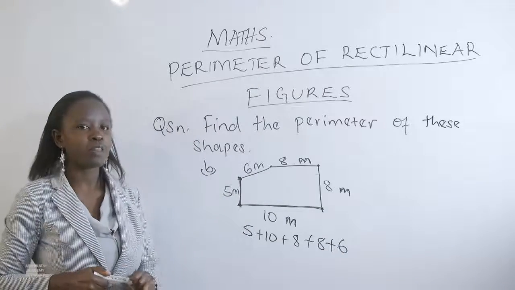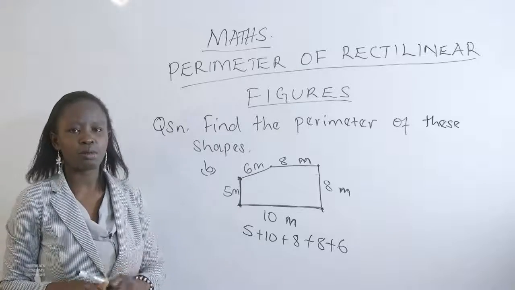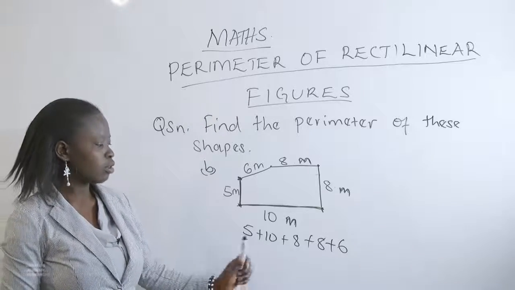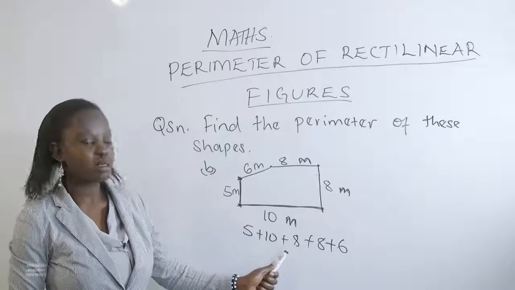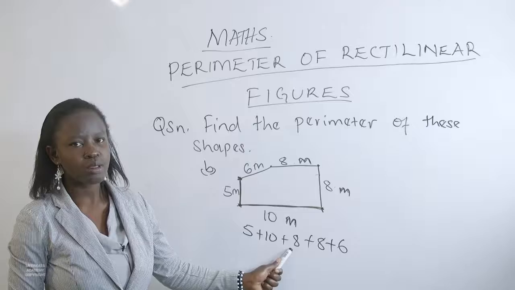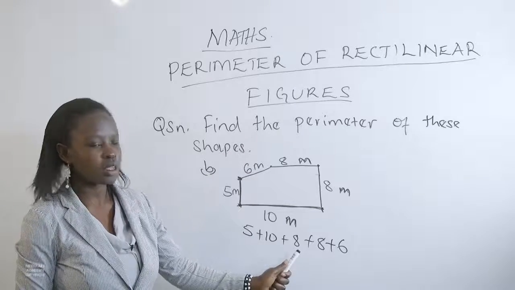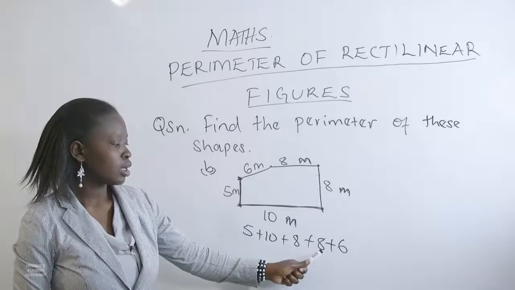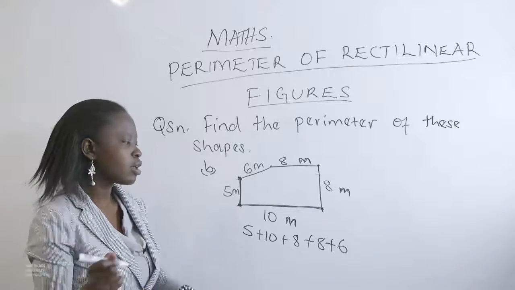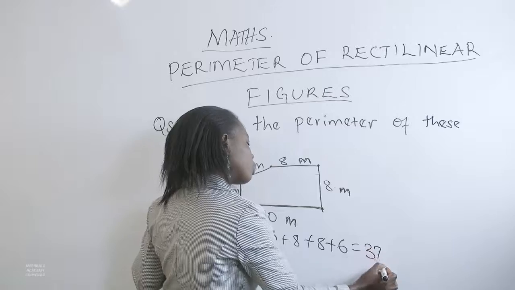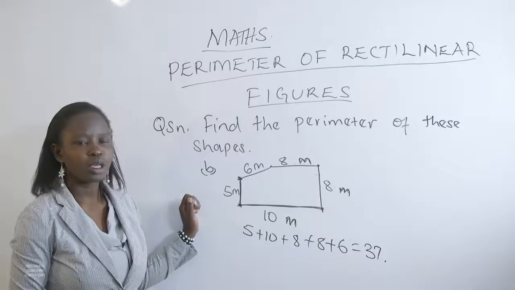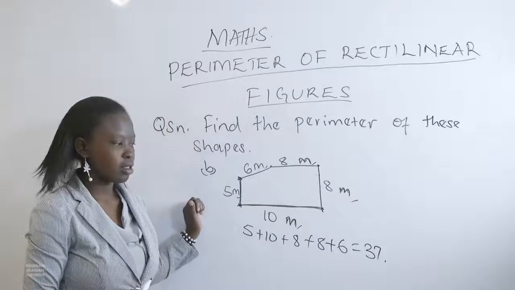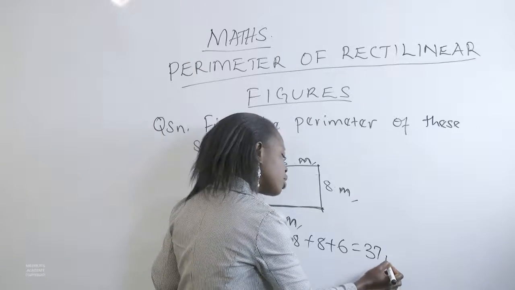So perimeter is simply the distance round the figure, and we are simply adding whatever we have. So we have 5 plus 10, which gives us 15. 15 plus 8 gives us 23. Then we have 23 plus 8, which gives us 31, and 31 plus 6 will give us 37. Then keep in mind that we have to indicate our units, and the units we are having in each case are meters. So our perimeter is 37 meters.